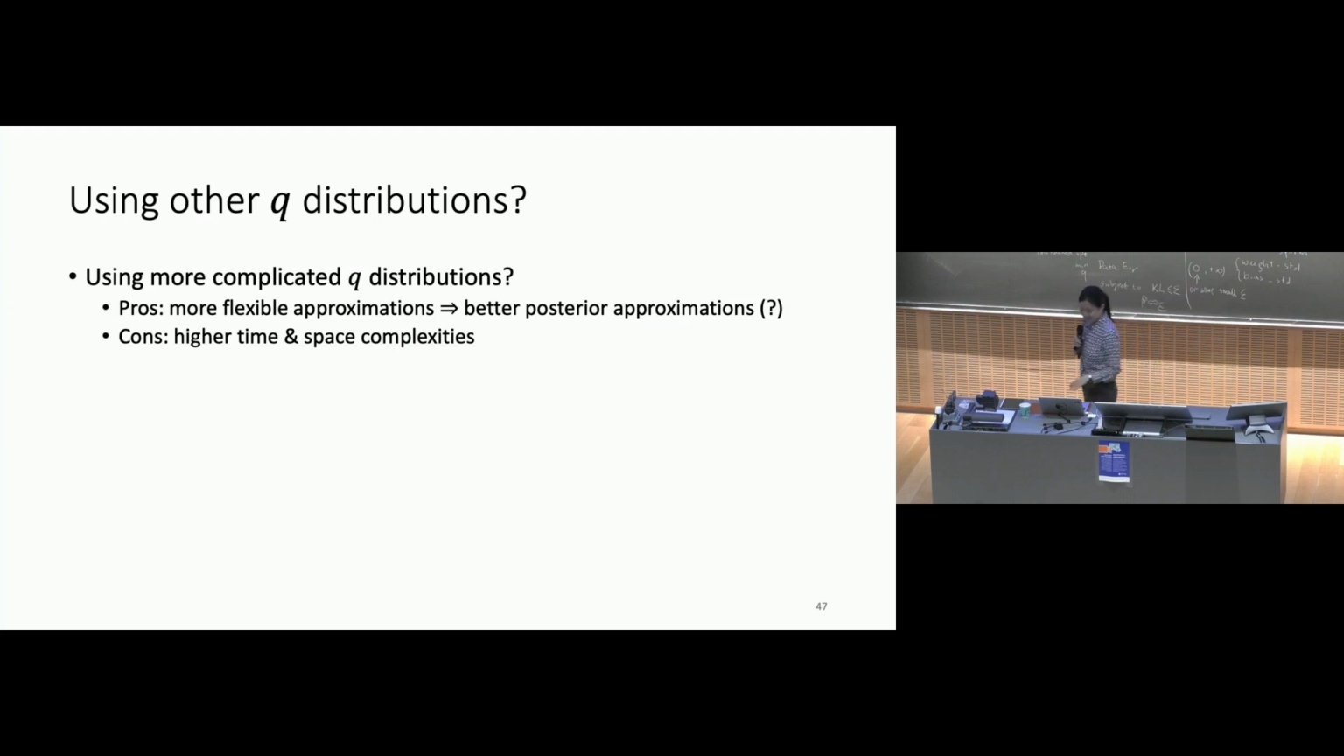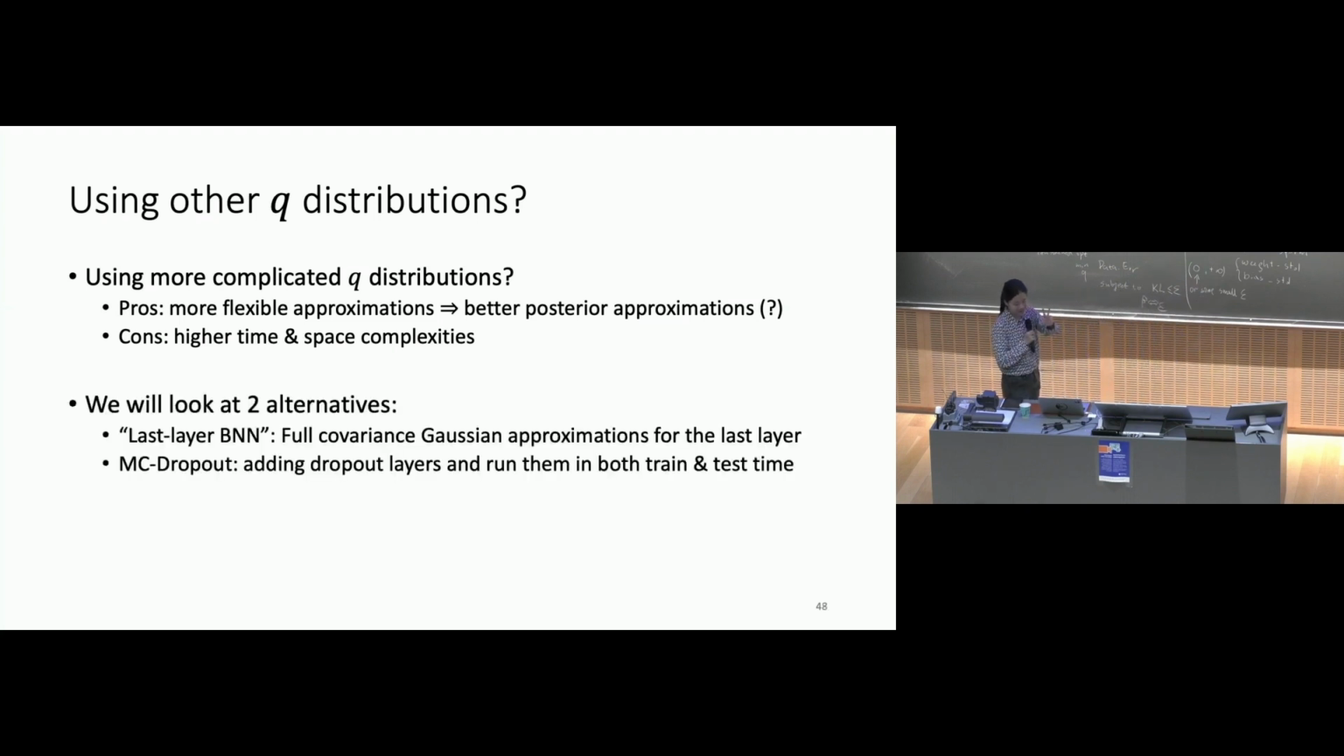Okay, so instead, we are going to look at two alternatives, and then maybe let you experience a little bit. The first alternative is called last layer Bayesian neural networks, where you only use the Bayesian treatment in the last layer, but you use the full covariance Gaussian approximation instead of just mean-field Gaussian approximation. The other idea is MC dropout. There are some debates about whether this is truly Bayesian, but it is a simple method to implement.